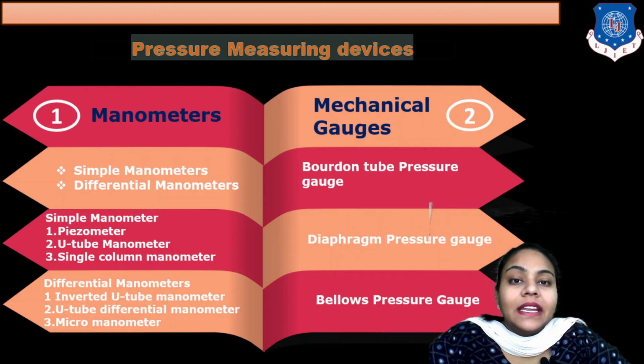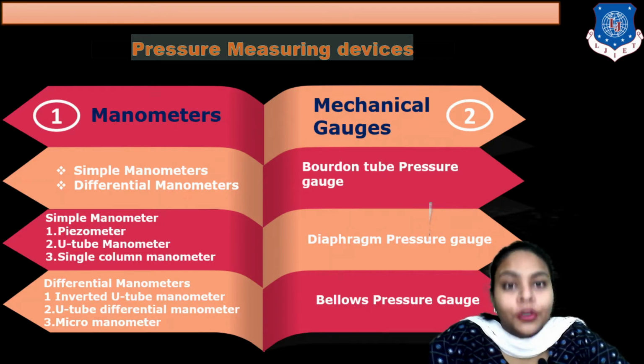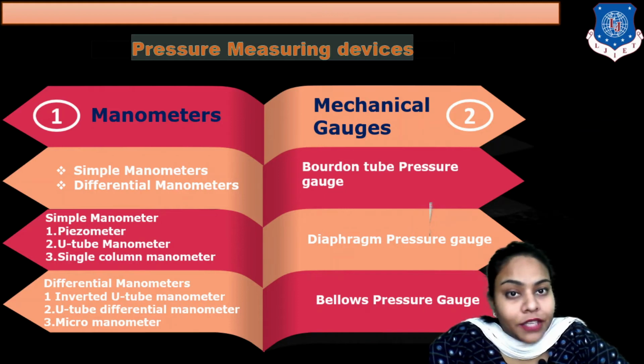Mechanical gauges are also devices used to measure pressure. The different types of mechanical gauges are Bourdon tube pressure gauge, diaphragm pressure gauge, and bellows pressure gauge. Mechanical gauges are not important from the GTU point of view, so we covered the manometers, which are important from the exam point of view. In today's lecture, we are going to study some examples based on the manometer. Okay, let us start.